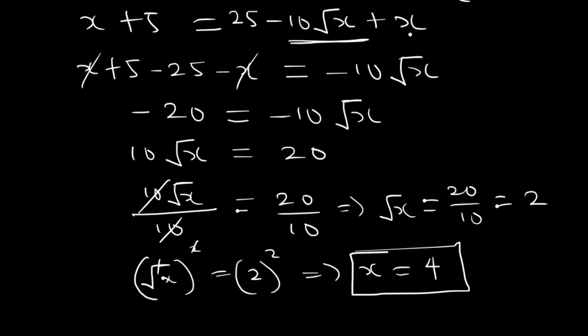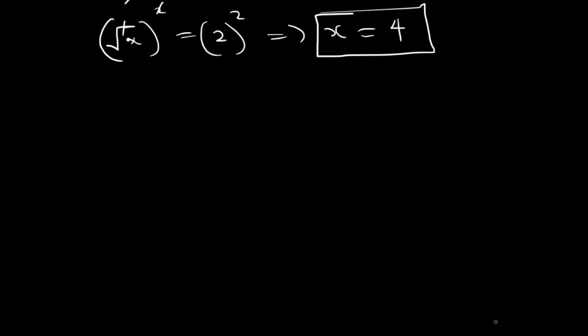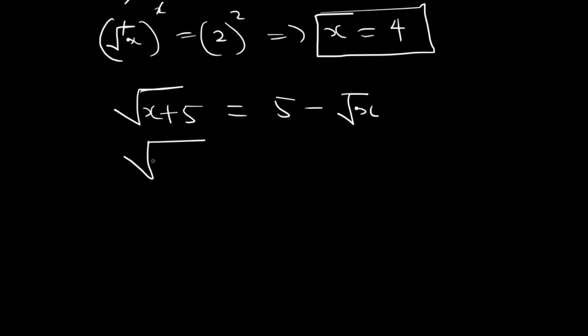Now, we can actually verify if this answer is correct. So we'll substitute x in the original equation. The original equation is square root of x plus 5 is equal to 5 minus root x. And x is equal to 4. So we'll substitute. Wherever we see x, we'll put 4. So we are going to compare the left hand side with the right hand side.